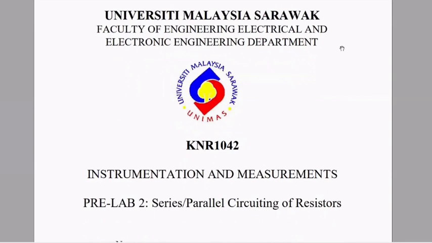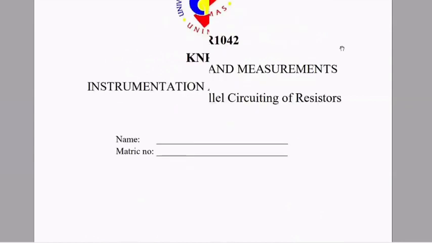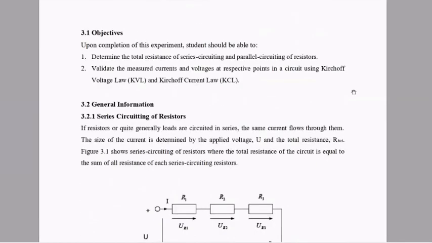We are titled Series and Parallel Circuiting of Resistors. So basically this topic is related to Ohm's law. The objective here, upon completion of the experiment, students should be able to, number one, determine the total resistance of series circuiting and parallel circuiting of resistors. Number two, validate the measured currents and voltages at respective points in a circuit using Kirchhoff voltage law, KVL, and Kirchhoff current law, KCL.